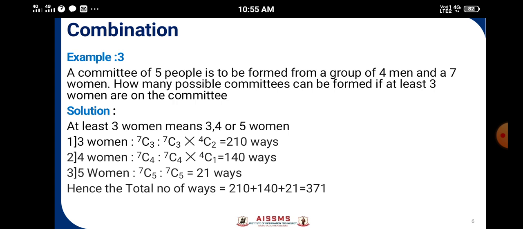Second, 4 women, 7C4 into 4C1 is 140 ways. Third, all the five people are women, that is five women. 7C5 is equal to 21 ways. Hence, the total number of ways is 210 plus 140 plus 21 is 371.